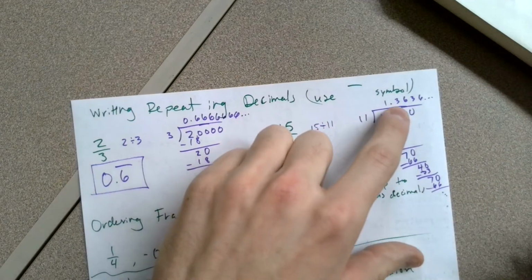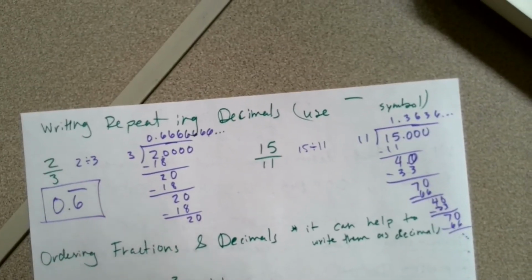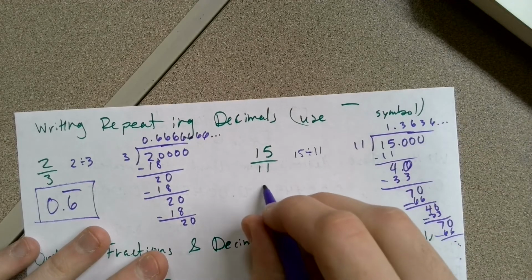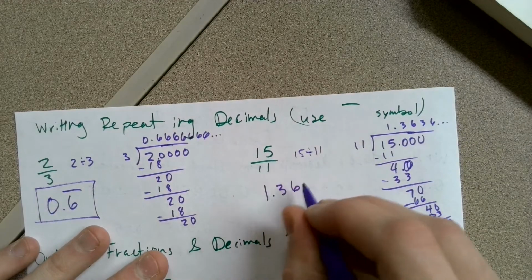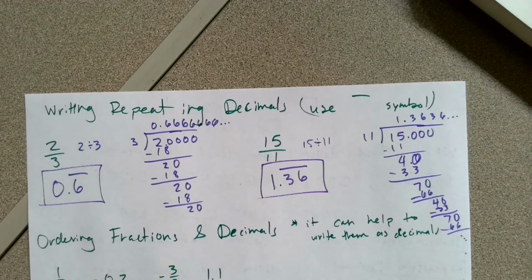Notice we don't have the same number repeating. We have the same 2 numbers repeating. Take a look at that. So watch what I'm going to do here. I'm going to write this as 1.36, and I'm going to put this line over 2 numbers instead of 1. That's how you write those repeating decimals.